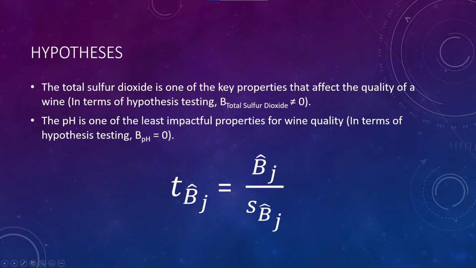The two hypotheses made for this project are the following. One of them is that the total sulfur dioxide is one of the key properties that affect the quality of a wine. This hypothesis is made since sulfur dioxide preserves wine freshness, as it's a kind of antioxidant. The other one is that the pH is one of the least impactful properties for wine quality. This hypothesis is made since red wine pH levels are mainly between 3.3 and 3.6, so with this small interval the pH might not be one of the most significant variables in the impact on the quality of a wine.